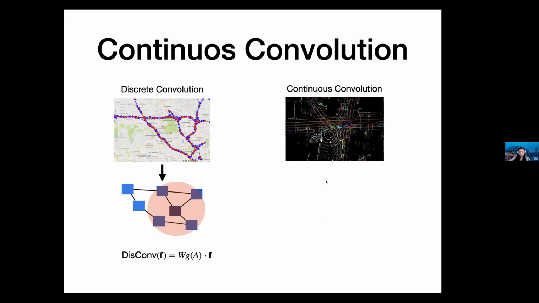But for cars or for point clouds, in this example, the cars are moving around. So there is no fixed reference frame underneath the trajectories. When we do convolution or aggregation around a neighborhood, we need to take care of this kind of time evolving reference frame. And that's the idea behind continuous convolution.